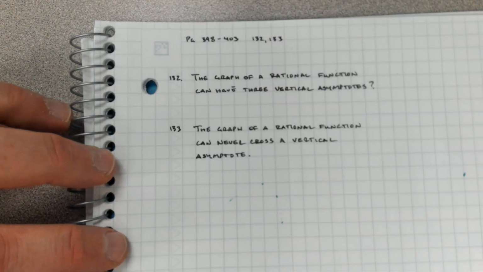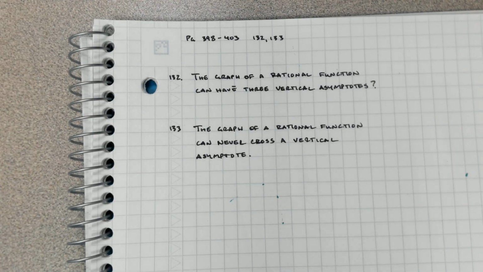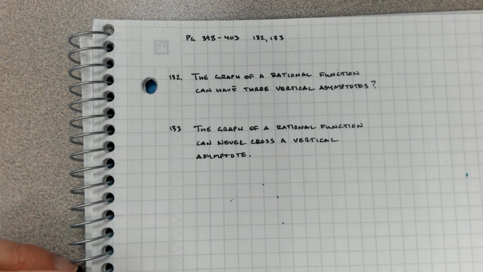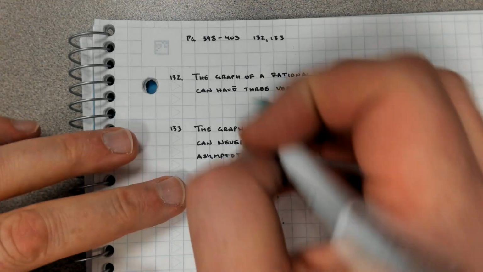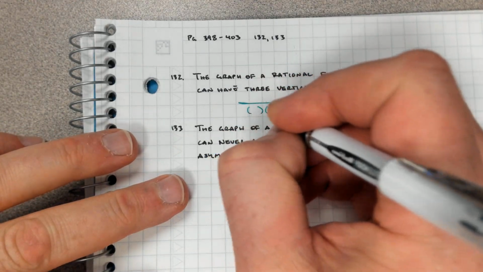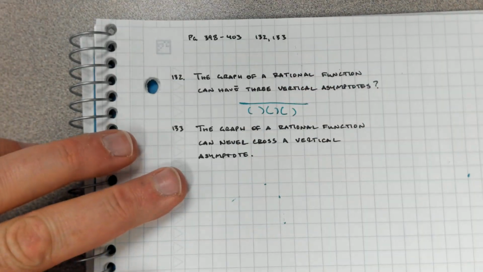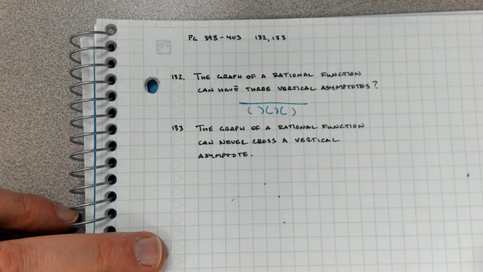All right, 132. We have the graph of a rational function can have 3 vertical asymptotes. That's possible. We haven't seen one yet, but it is possible. If your denominator has 3 factors, something like that, it's going to give you 3 asymptotes. So that's true.